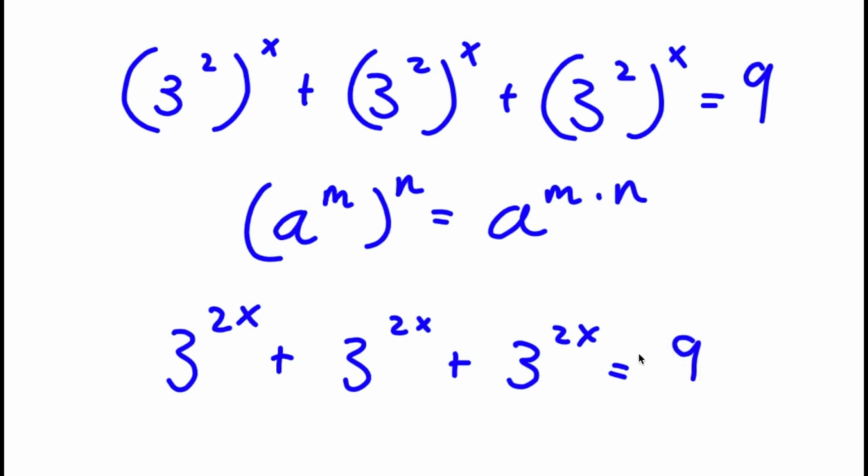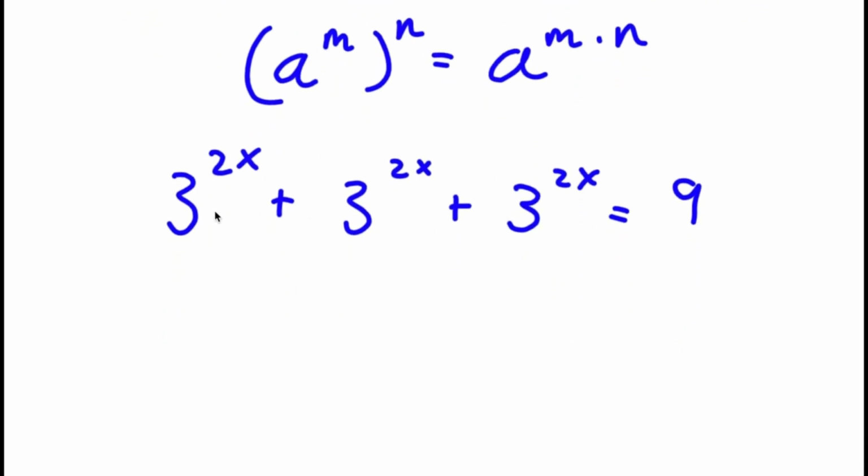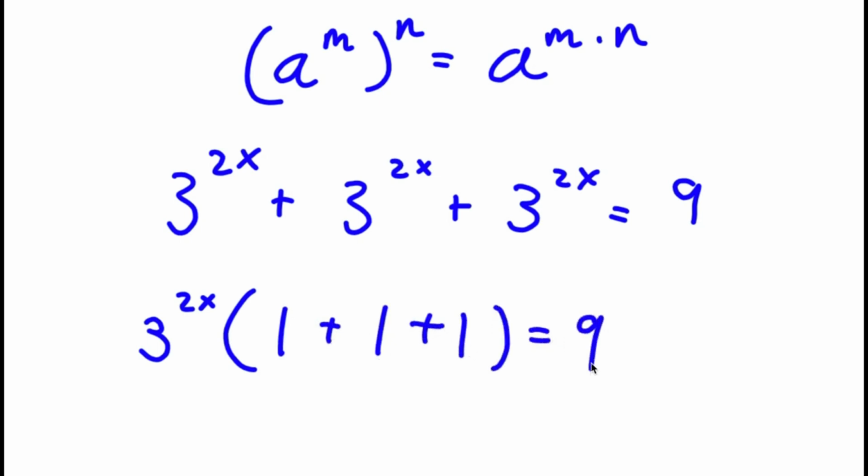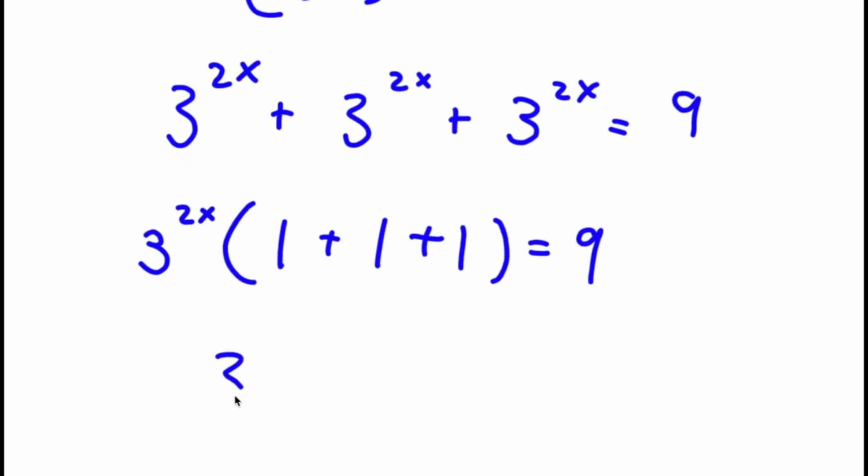Now from here, if I factor out 3 to the power of 2x from my left-hand side, I get 3 to the power of 2x times (1 plus 1 plus 1) is equal to 9. Now 1 plus 1 plus 1, that's simply going to equal 3. So now I have 3 to the power of 2x times 3 is equal to 9.